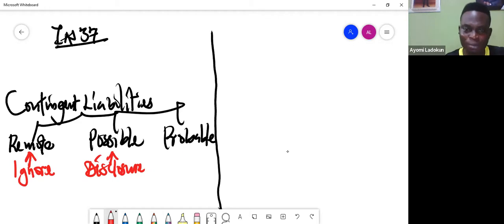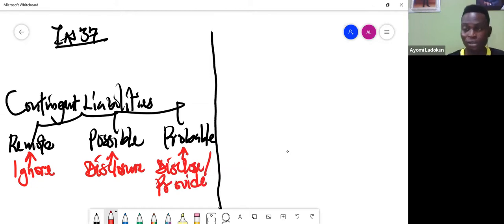But if it is probable, that means more than 90% that you're going to lose, that contingent liability will crystallize into a normal liability. That is probable. So in that case, you need to disclose and provide, by debiting profit or loss and crediting the provision. Is that okay? So that's what you do.